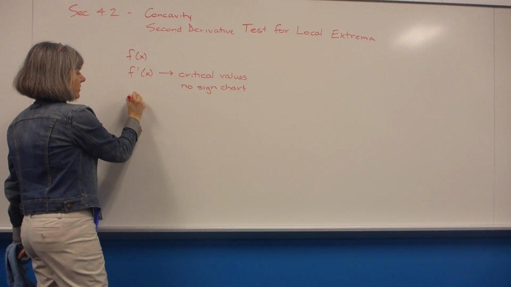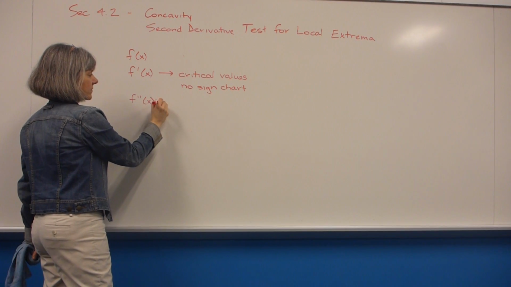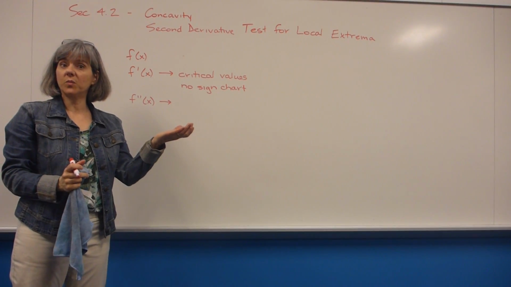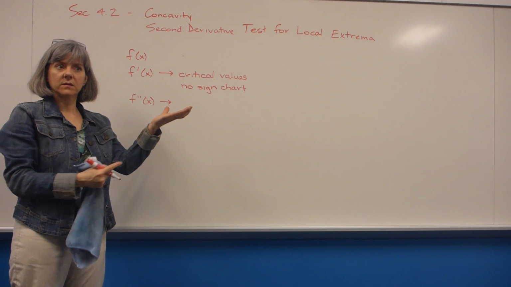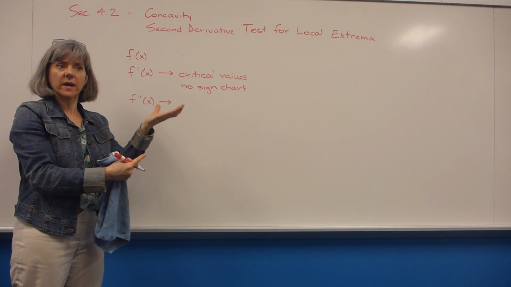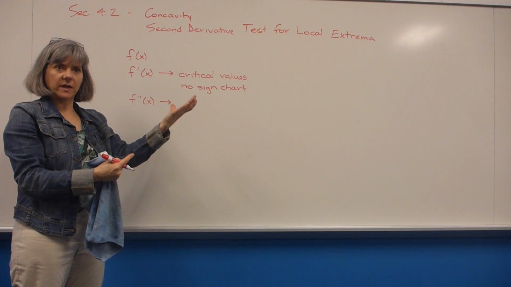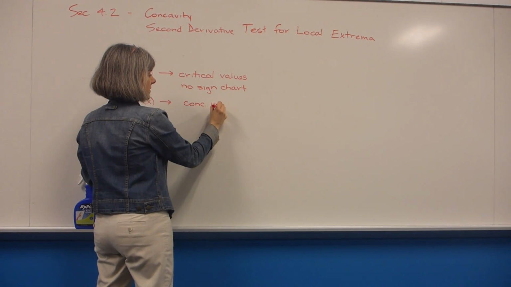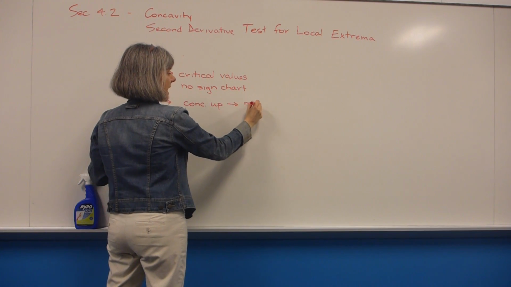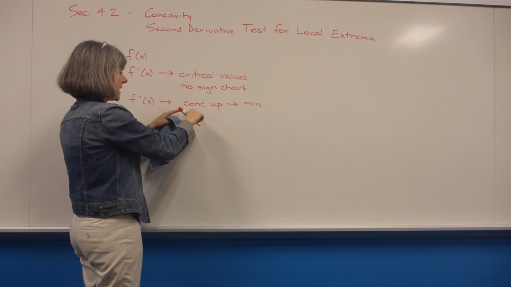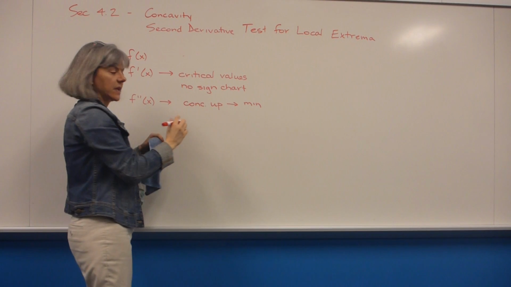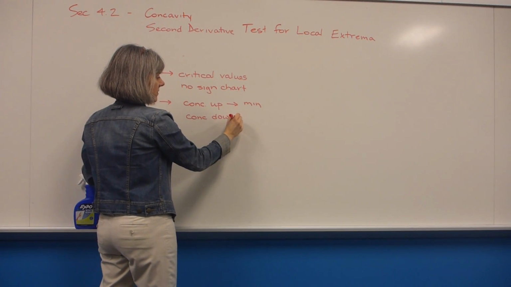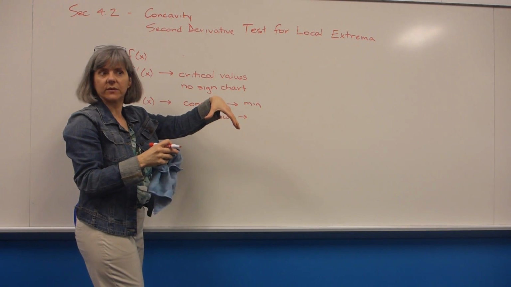Come down and do the second derivative. We just decided that if it's concave up and you're at a critical point, you know it must be a min. There's nowhere else for it to go. So if it's concave up, then that means you have a min at that critical point. So we're only testing at the critical value. And if it's concave down, what do we have? A max, right?